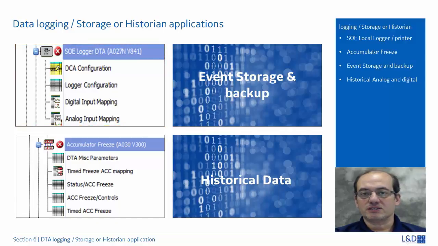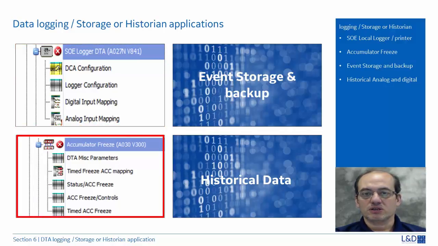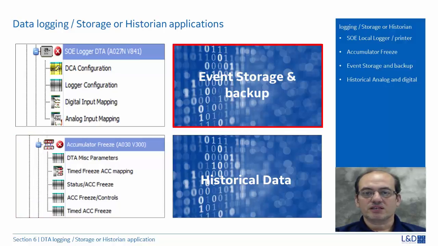An accumulator freeze DTA is an application that will allow you to periodically get a snapshot of the accumulators or the counters as they continue counting, when you want to make sense of the data over a period of time. So periodically it will take that snapshot and make it available to be loaded or analyzed. And of course, all of this can only happen if we have an event storage and a historical analog and digital system that keeps logging this data and saves it for us to analyze.